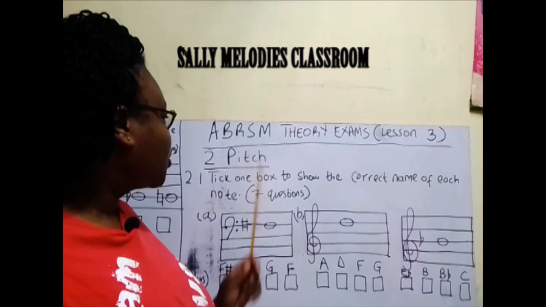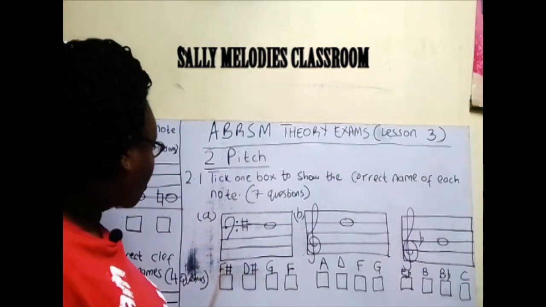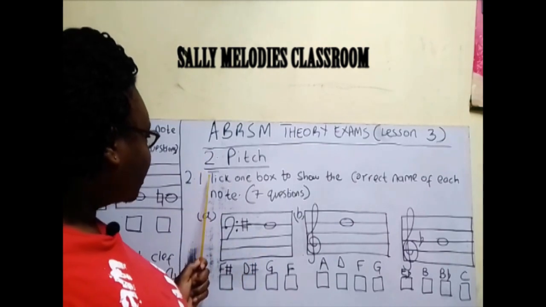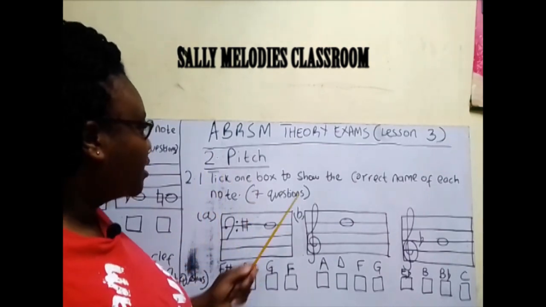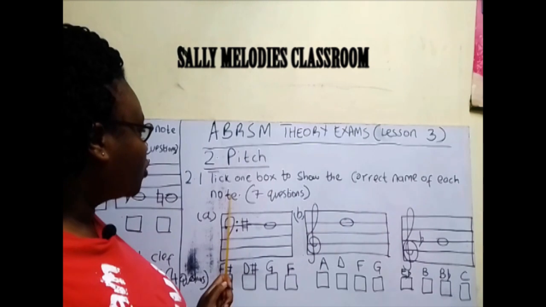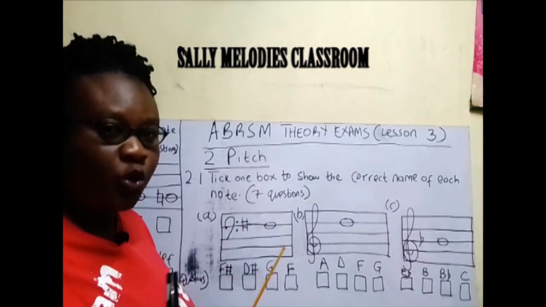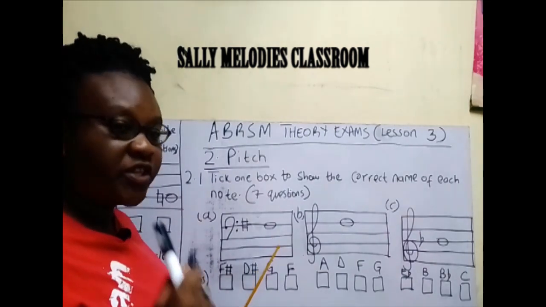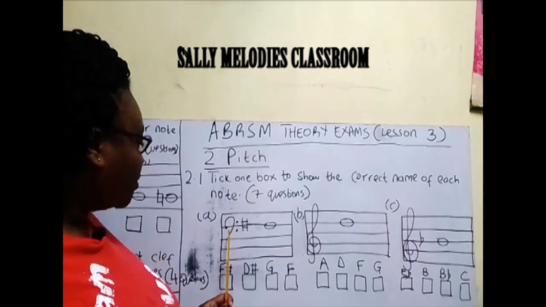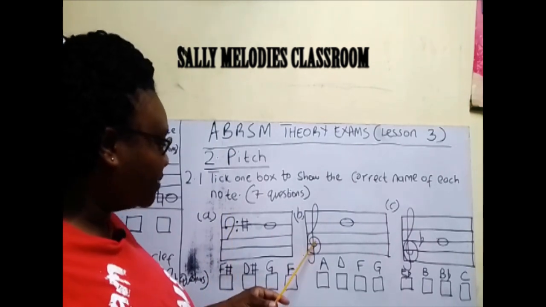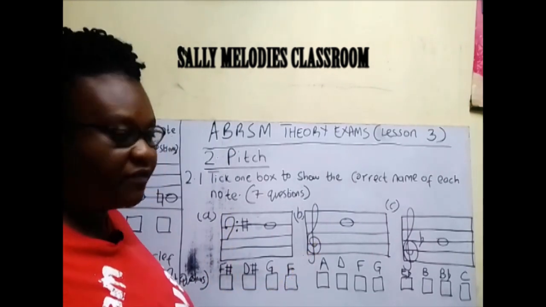So this is how they set their questions. Question 2.1, you are told to tick one box to show the correct name of each note. It had 7 questions, but I have only chosen 3. You must know the letter names on the staff. The letter names on bass clef are very different from the letter names on the treble clef.